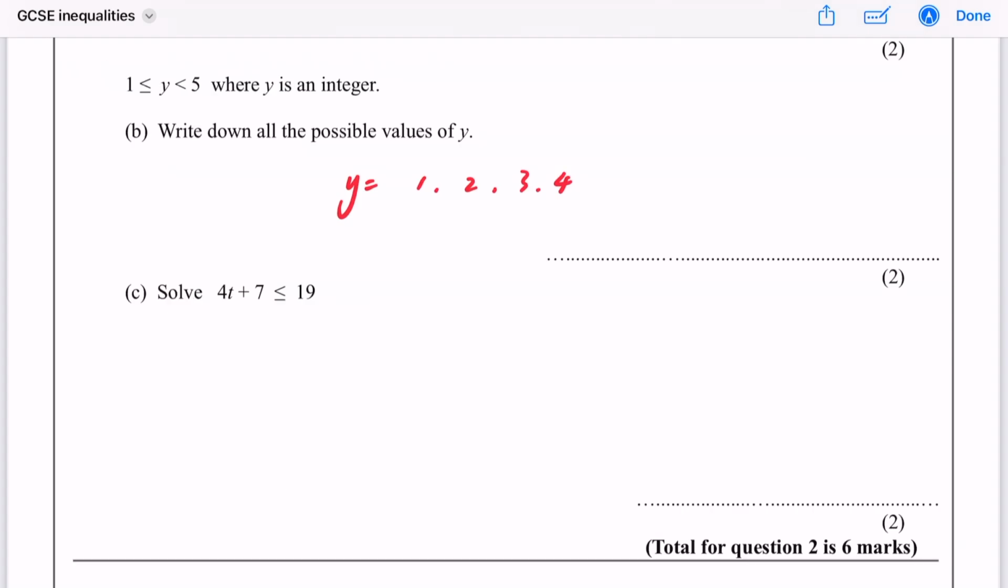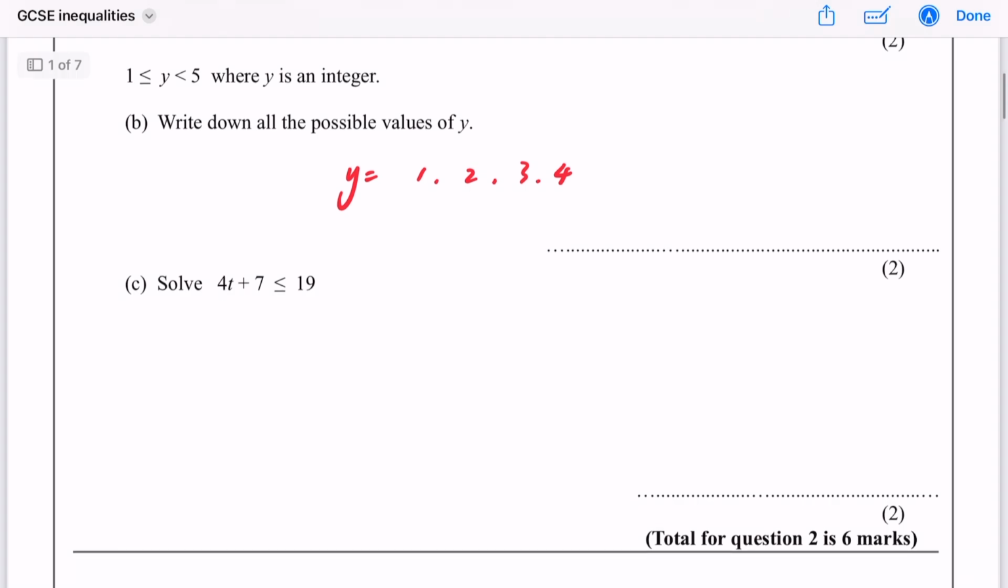Part C asks us to solve the inequality. Shall we start with rearrangement? 4t is less than or equal to 19 minus 7. 4t is less than or equal to 12. t is less than or equal to 12 divided by 4. t is less than or equal to 3. Okay, I think that's the answer for the question. Let's move on to the next one.